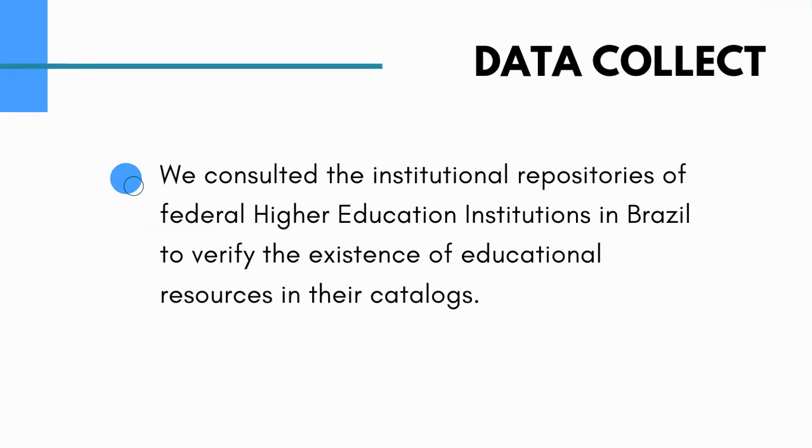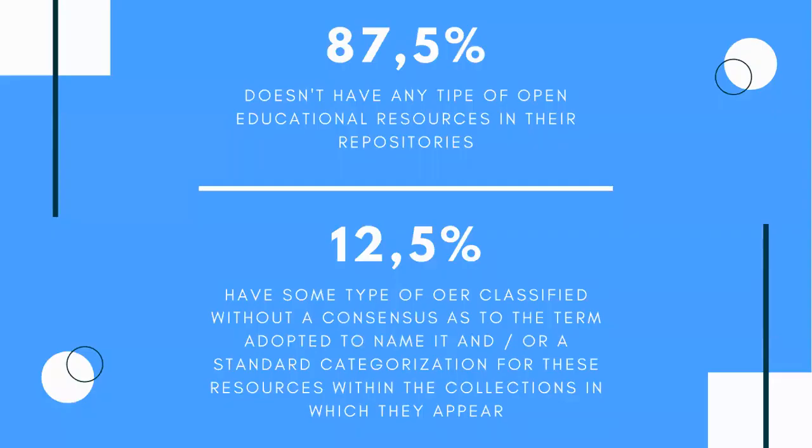The data collected came from the institutional repositories of federal higher education institutions in Brazil. We investigated them to verify the existence of educational resources in their catalogs, on which we discovered that 8% of them don't have any type of open educational resources in their repositories, and only 12% of them have some type of OER classified without a consensus as to the term adopted to name it and/or a standard categorization for these resources within the collections in which they appear.